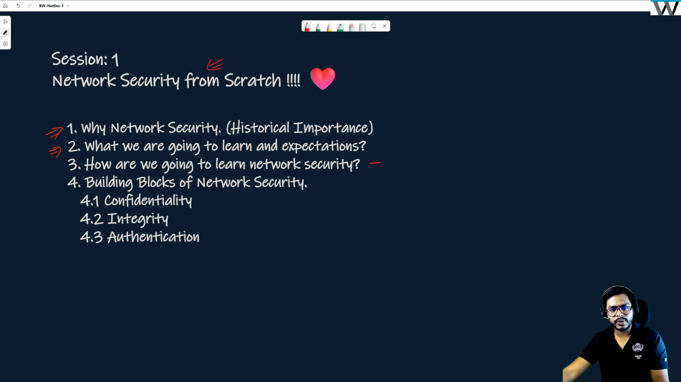The third point is how we are going to learn it. It is going to be very interesting to see how we can break a complex problem into multiple parts. If we can learn those parts, then the picture is going to be complete, full-fledged. Then we are going to talk about the basic building blocks of network security, which are confidentiality, integrity, and authentication. Believe me, I am not a big fan of terminology, so we will introduce terms once we understand the concepts. It is just for the agenda that we are going to cover some part of confidentiality and integrity, the basic building blocks of network security. It is as simple as that.